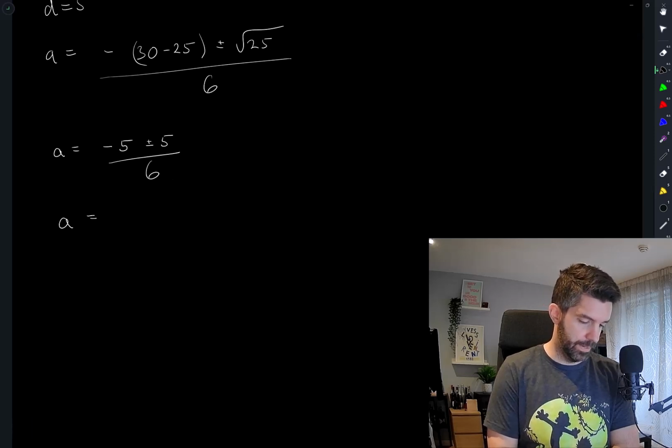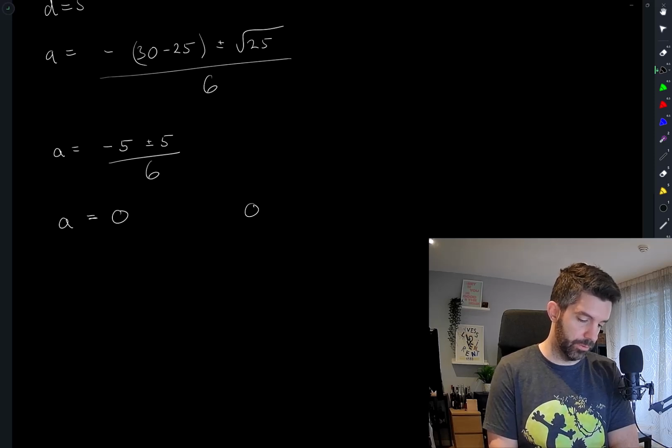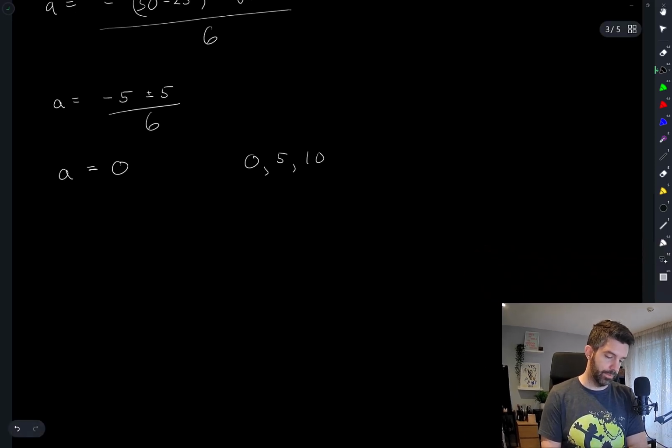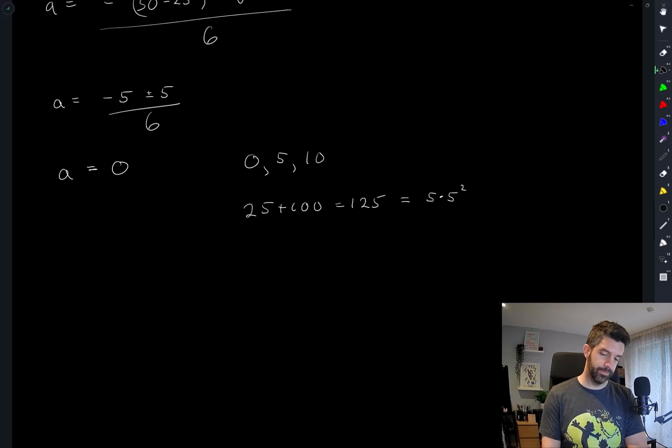So a, if I take the negative sign, it's not an integer. So I have to take the positive sign. A is 0. So this gives the three-term sequence 0, 5, 10. We can verify that this works. The sum of the squares, 25 plus 100, equals 125, and that's also equal to the middle term times the common difference squared. So this 10 is in fact the third term in that sequence, okay?